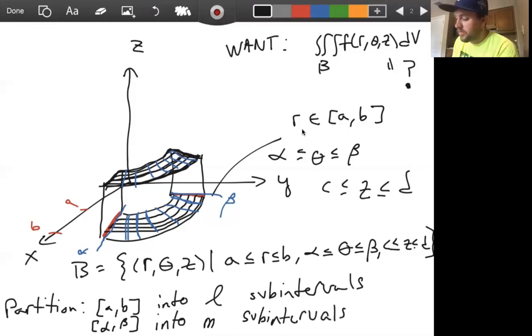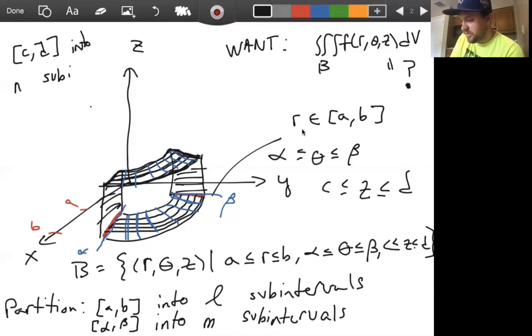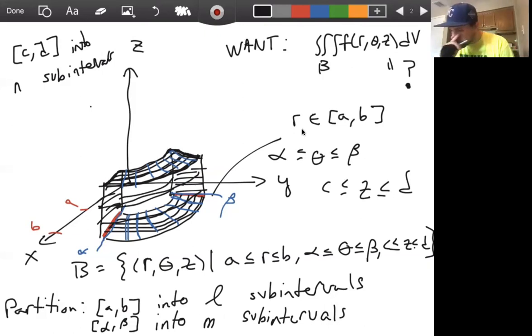Okay, and then lastly, we can kind of partition z, the z interval, right? And so maybe I'll write it up here. We partition c, d into N subintervals. Okay, and so you can kind of picture at each z level, we get this grid-like thing that we're seeing at the bottom and the top here.